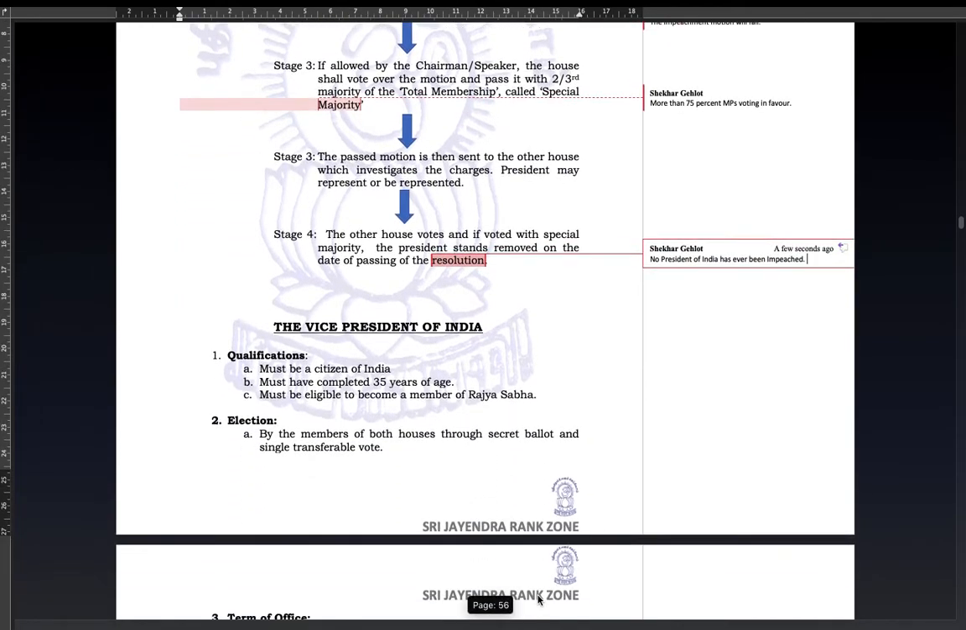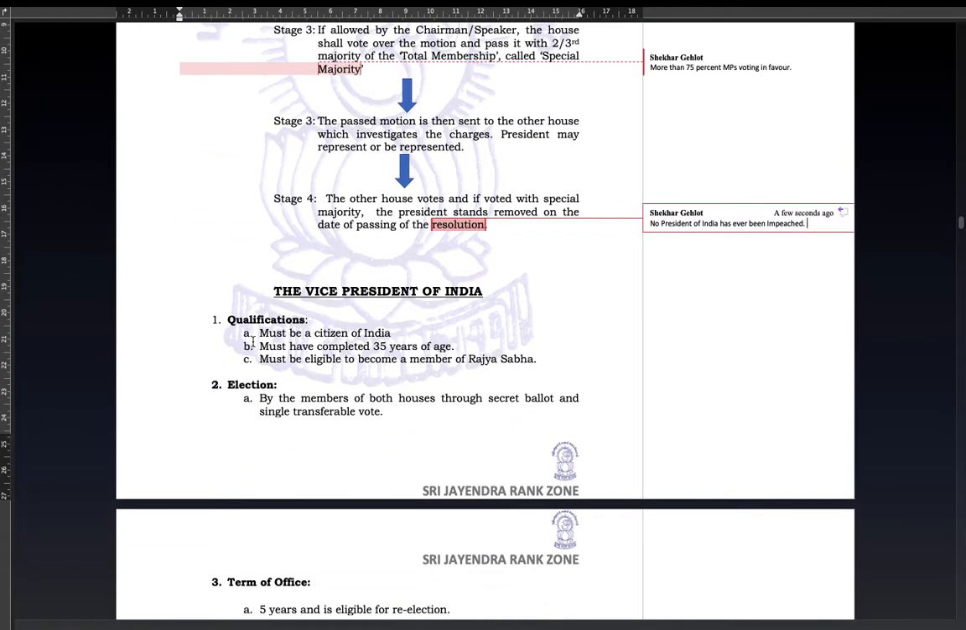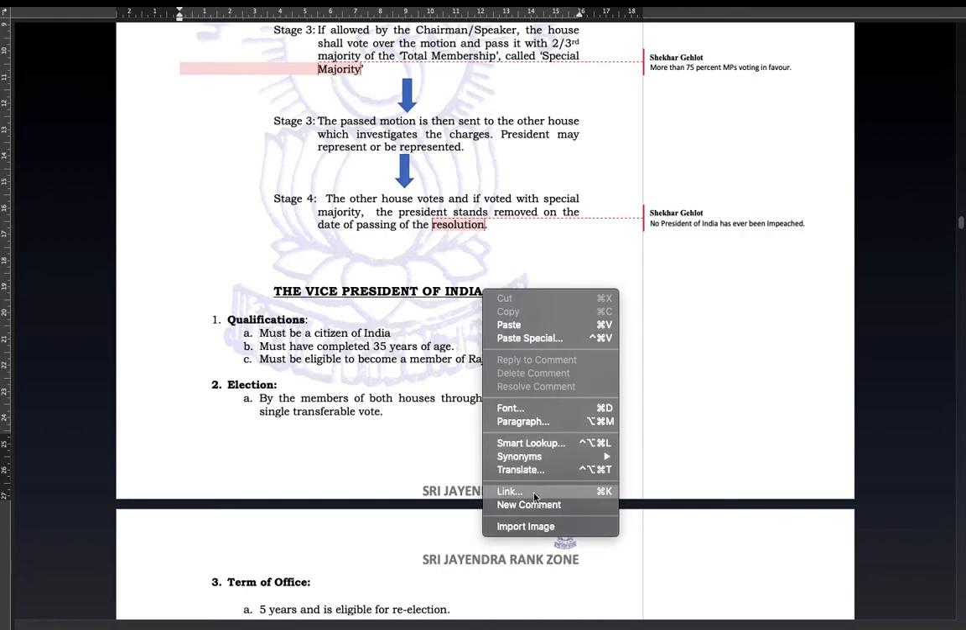Now we come to the Vice President of India. The qualification of the Vice President of India is that he must be a citizen of India, must have completed 35 years of age, and must be eligible to become a member of Rajya Sabha. Why a member of Rajya Sabha? Because he becomes the chairman of the Rajya Sabha. The Vice President of India is only the chairman of Rajya Sabha.